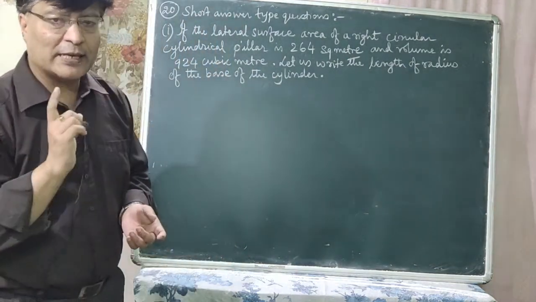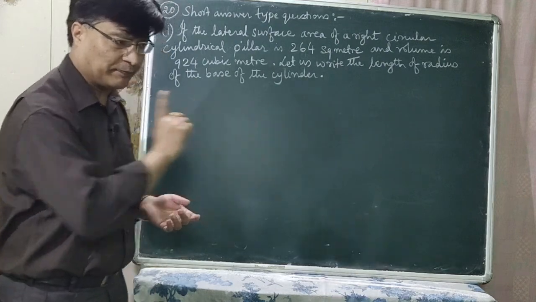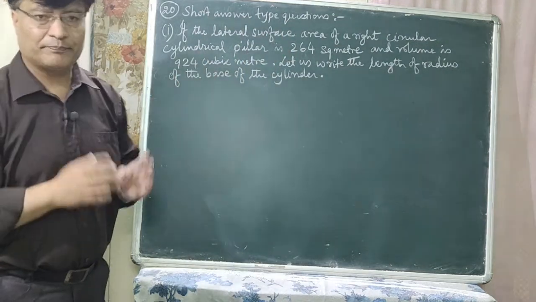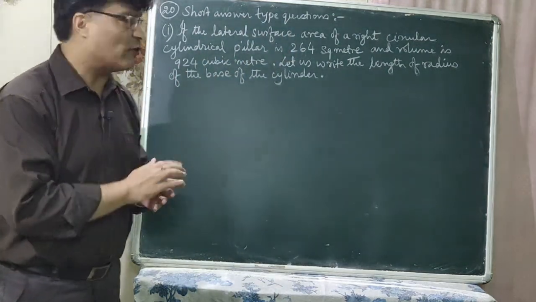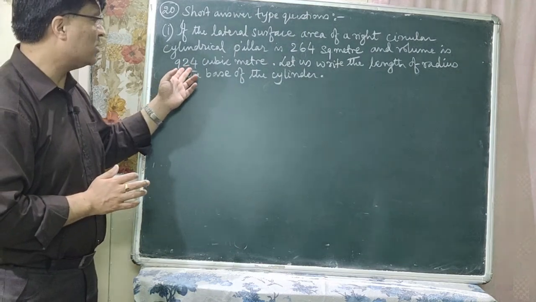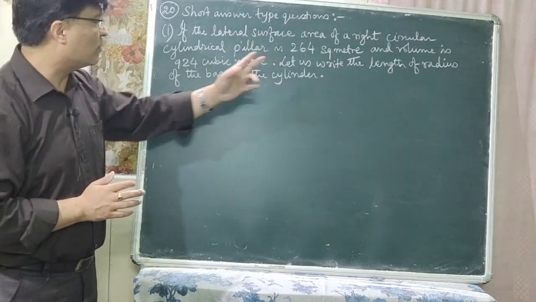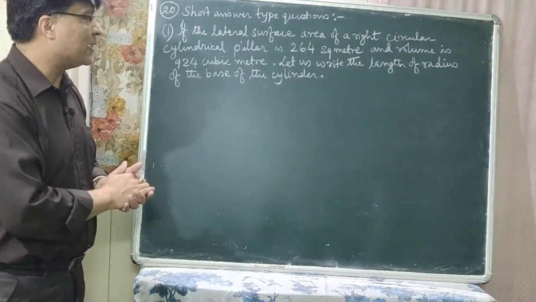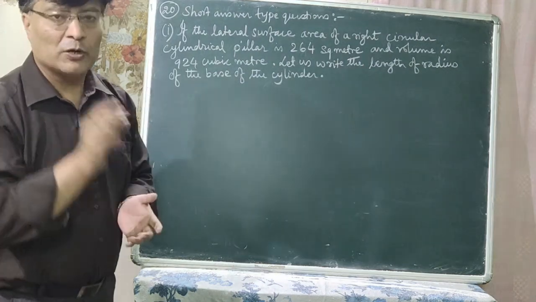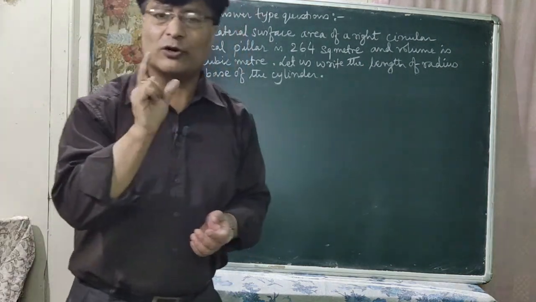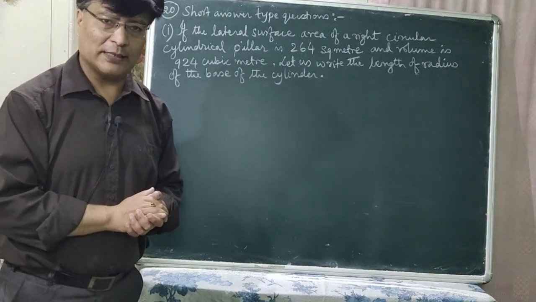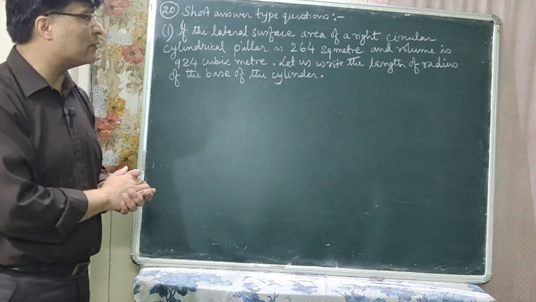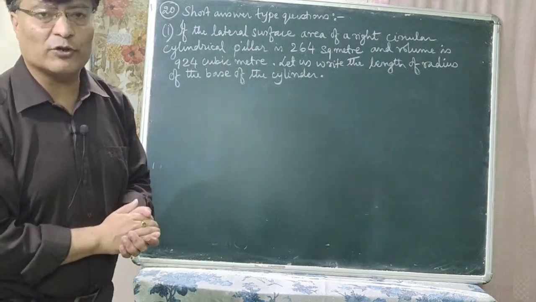So what is lateral surface area? It is only the surrounding area. Did you understand? How much is the surrounding area given? 264 square meter is given, right? And what is the volume of the pillar? It is 924 cubic meter. Is that clear? So let us write the length of the radius of the base of the cylinder. Here it is being asked what the radius of the base of the cylinder is. Okay? So in the question we are given the lateral surface area 264 square meter and the volume 924 cubic meter.